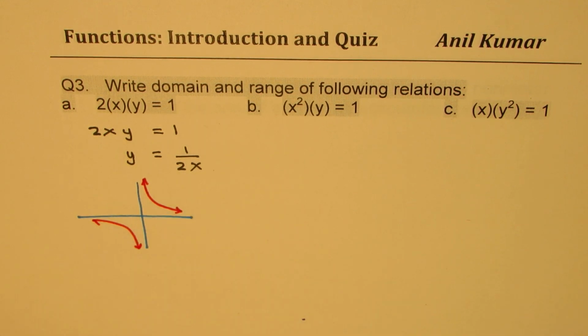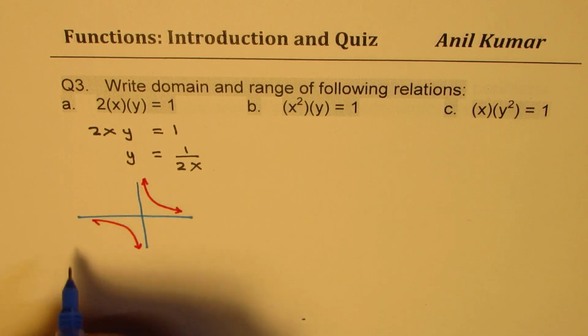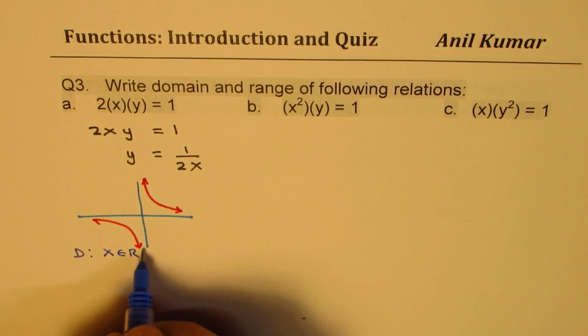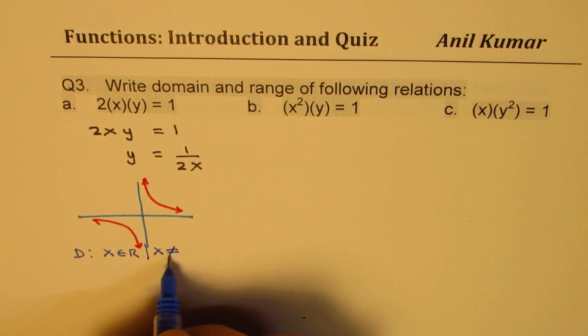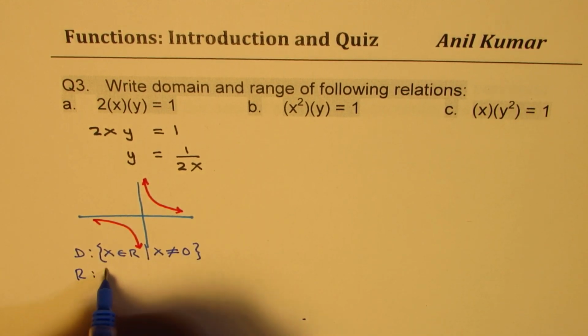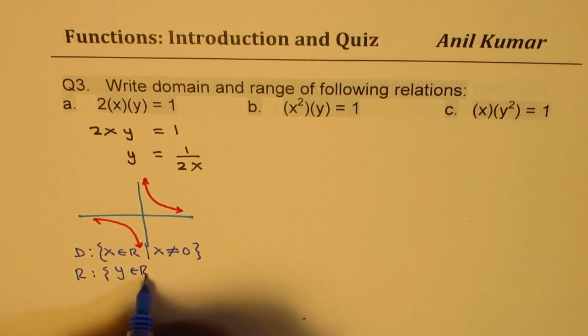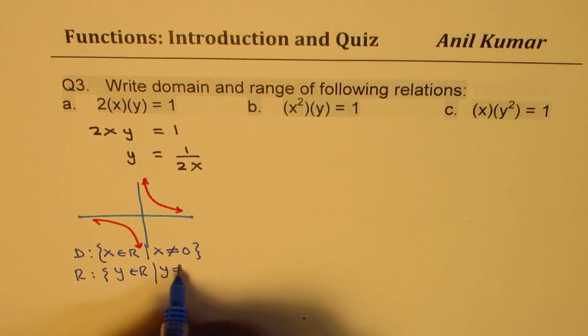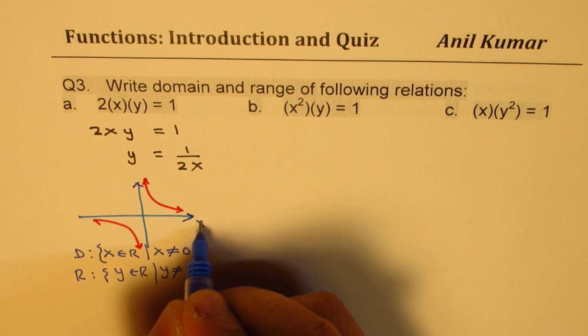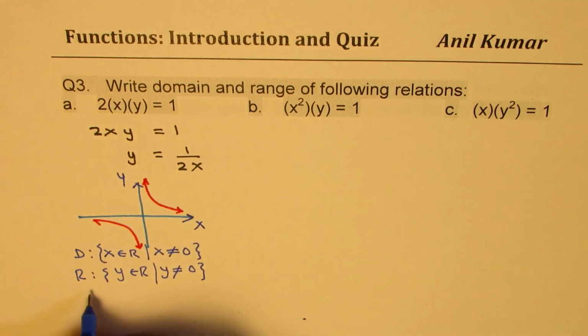So what is the domain here and what is the range? Domain here is x belongs to real numbers so that x is not equal to 0. Perfect. As far as the range is concerned, y belongs to real numbers where y is not equal to 0. Clear? So that is the y-axis, this is the x-axis. And it is indeed a function.